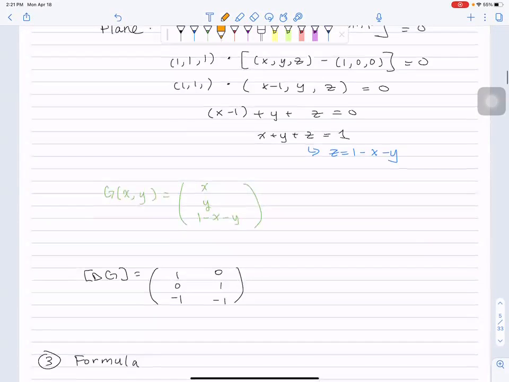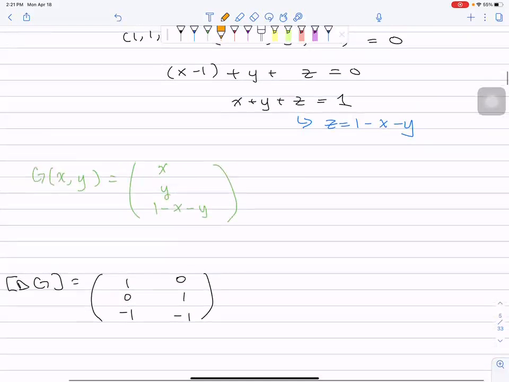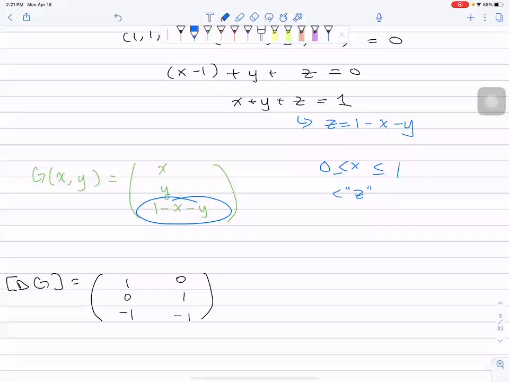So we need a bound for x. x we know has to be between 0 and 1 because that's our problem. But what is our y bound? Well, we know that our z component should also be between 0 and 1. But right now our z is 1 minus x minus y.